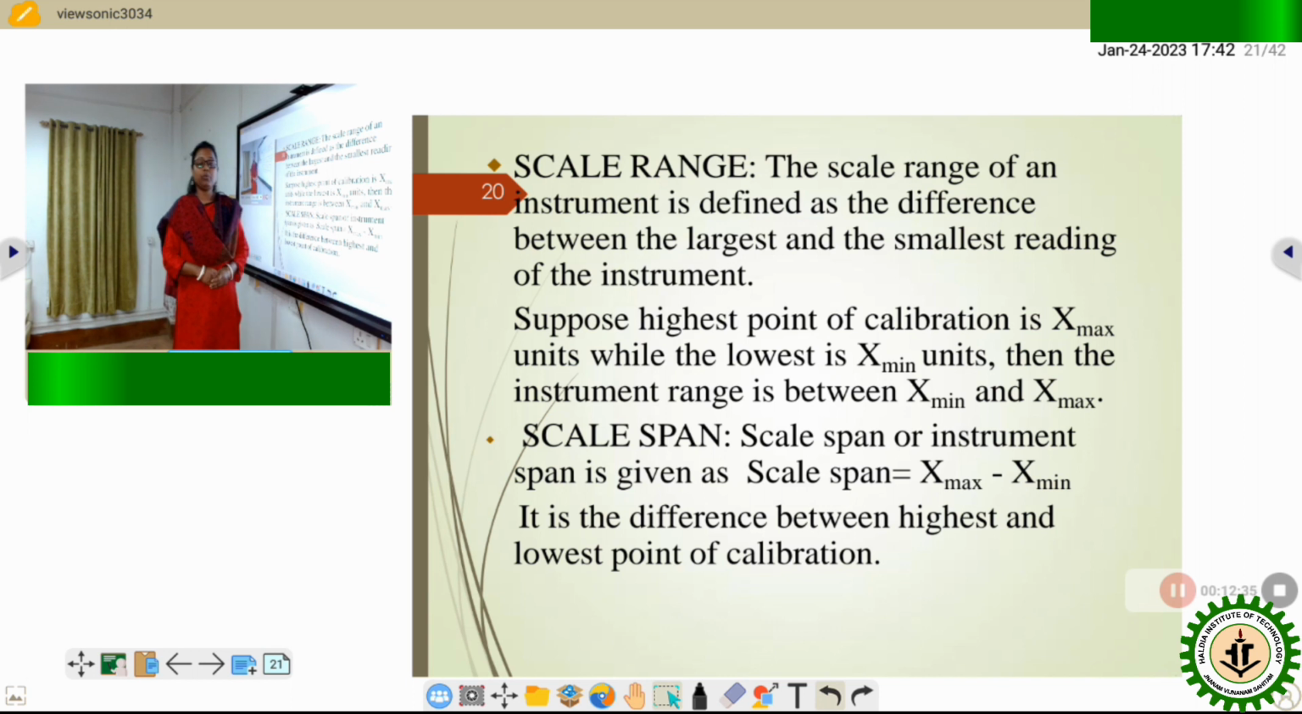When we are working with different instruments, there comes the scale range and scale span. Once a particular device is there, we have a minimum value and a maximum value. The minimum value to the maximum value becomes the scale range, and the scale span becomes the maximum value minus the minimum value.